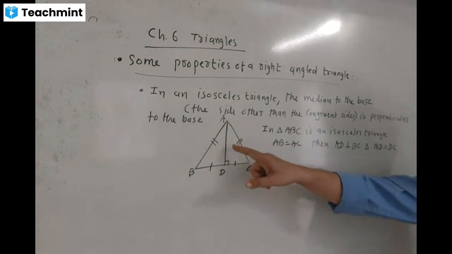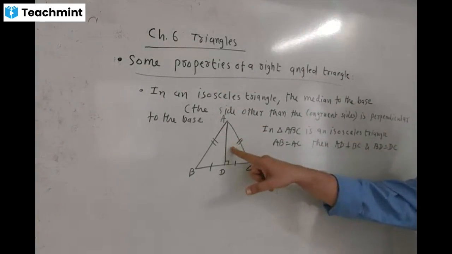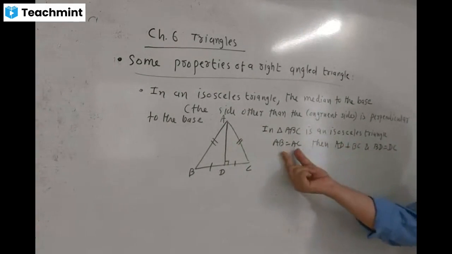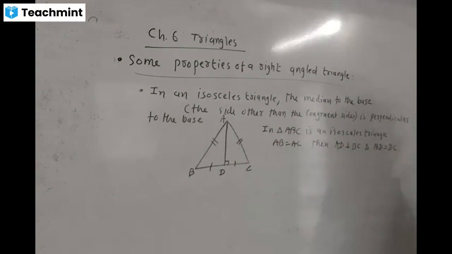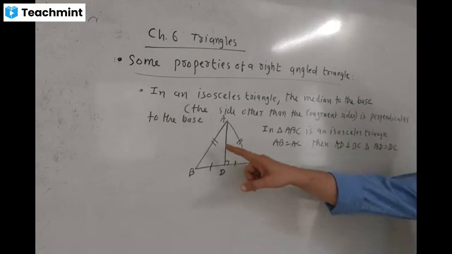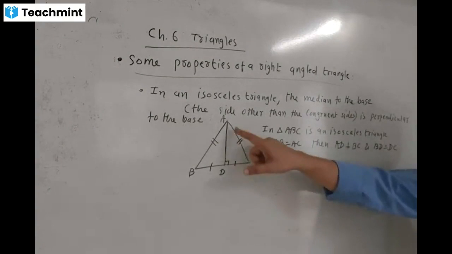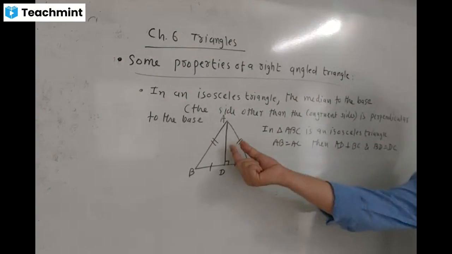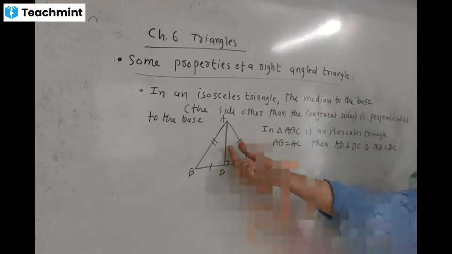In an equilateral triangle, altitude and median both are equal. In isosceles triangle, altitude and median both are equal. आइसोसेलेस ट्रायंगल में दो साइड इक्वल होते हैं तो मीडियन भी क्या होगा, मीडियन एंड अल्टीट्यूड बोथ आर इक्वल.